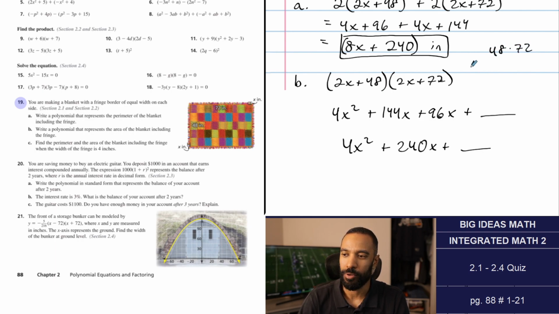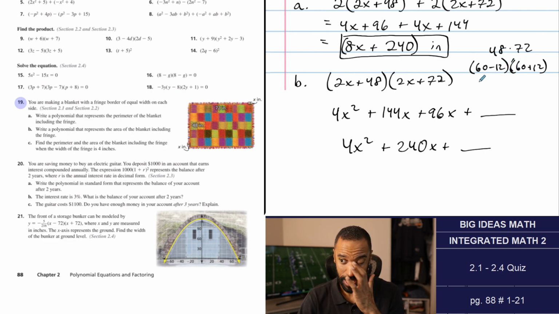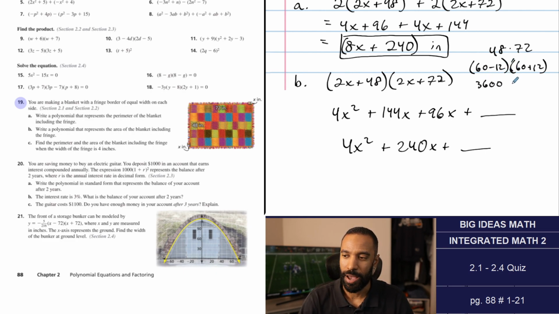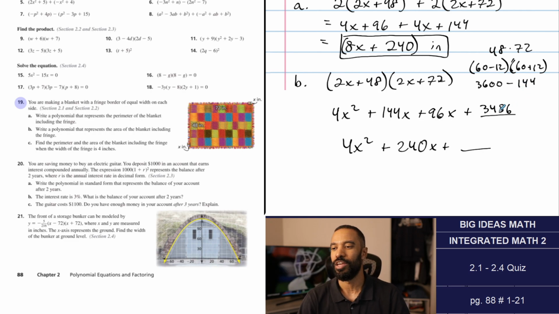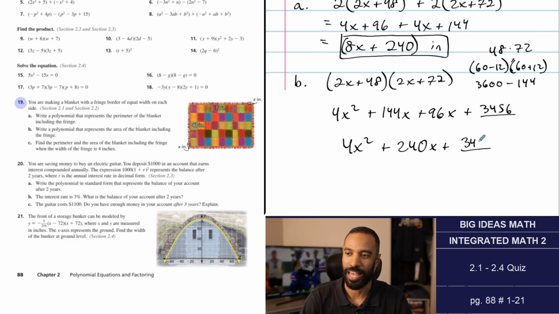48 and 72 are both 12 away from 60. This is 60 minus 12 times 60 plus 12. That's a difference of 2 squares. That is 60 squared, 3,600, minus 12 squared, 144. And 3,600 minus 144 is 3456, if I did that right. I believe. 3456, and that is that.